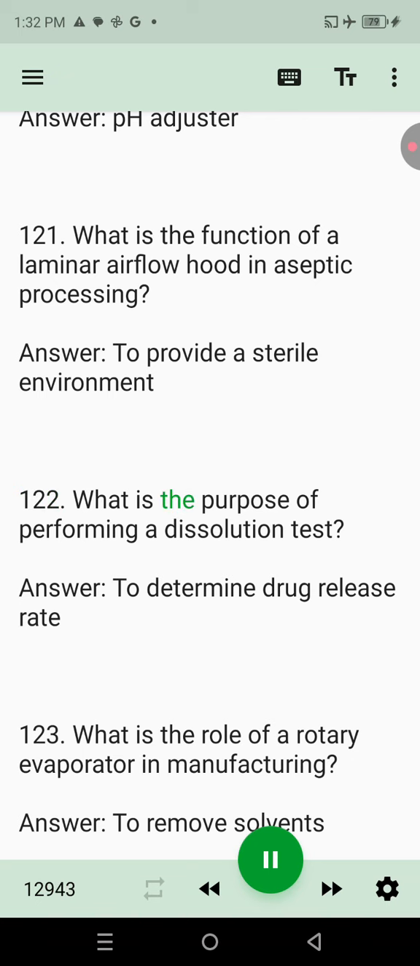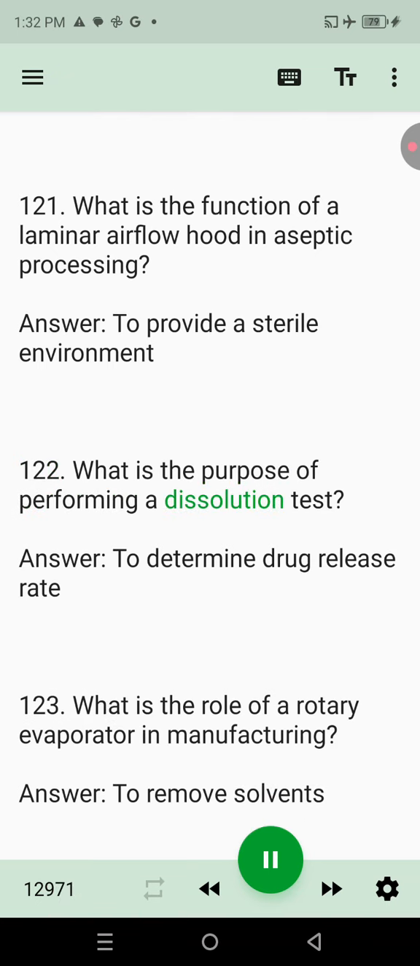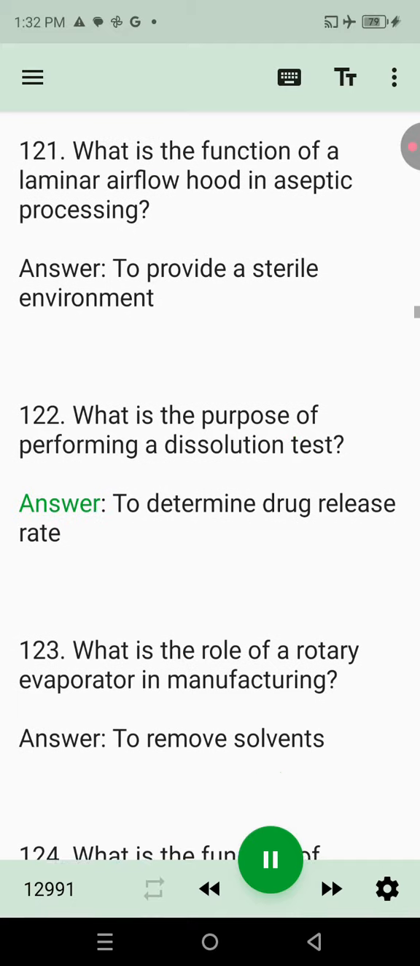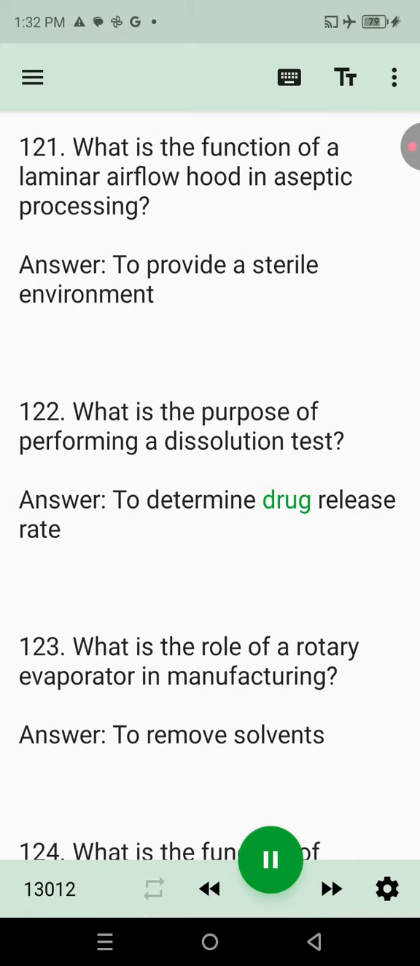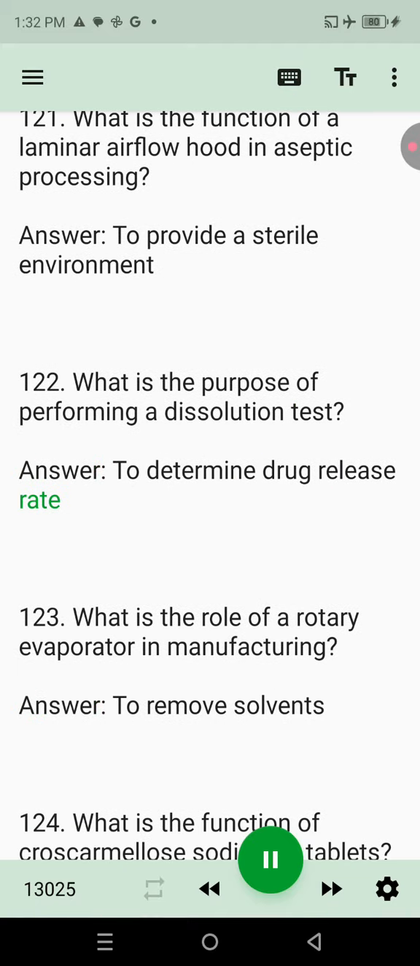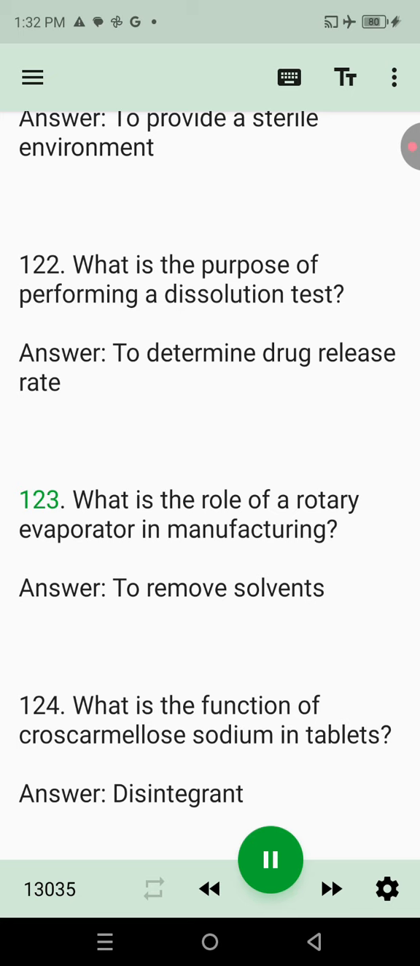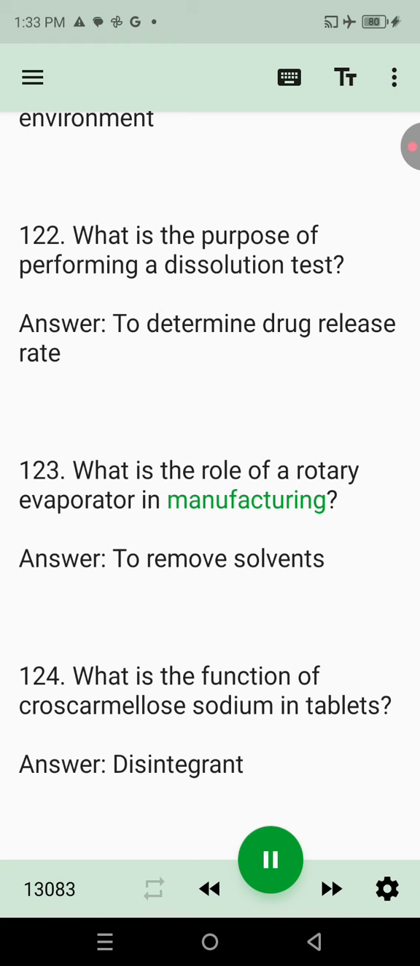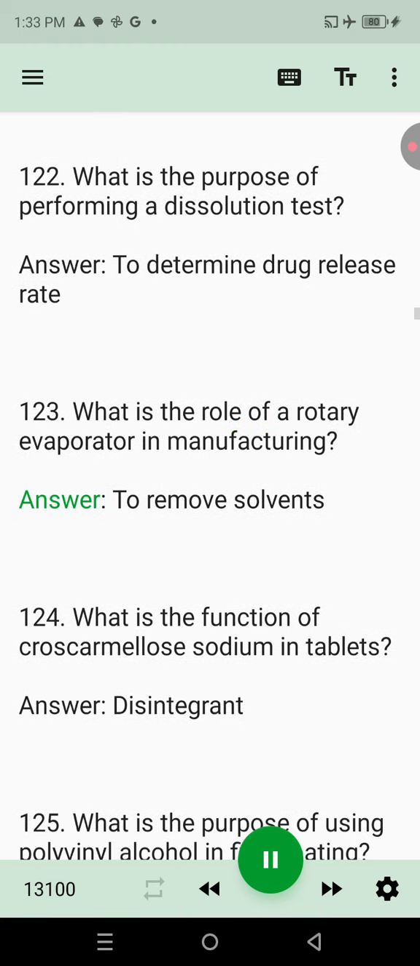122. What is the purpose of performing a dissolution test? Answer: to determine drug release rate. 123. What is the role of a rotary evaporator in manufacturing? Answer: to remove solvents.